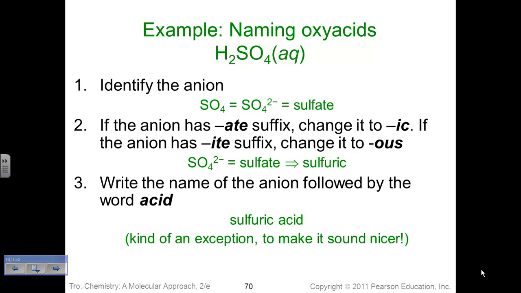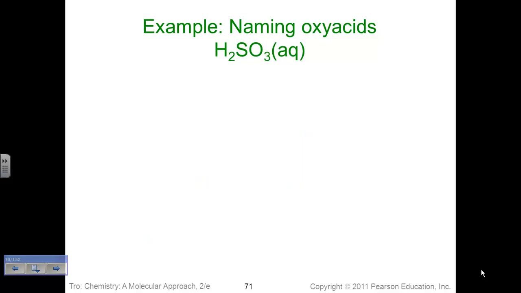So sulfuric acid, H2SO4. There are a few examples of elements, not many, but a few of them that we'll learn that put the last syllable back in. Like phosphate becomes phosphoric acid. Here's an example.